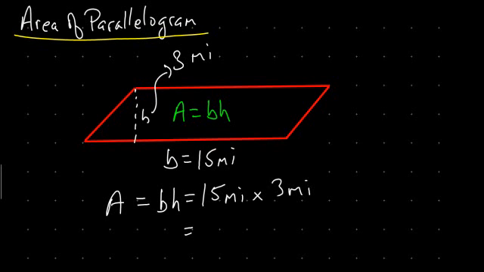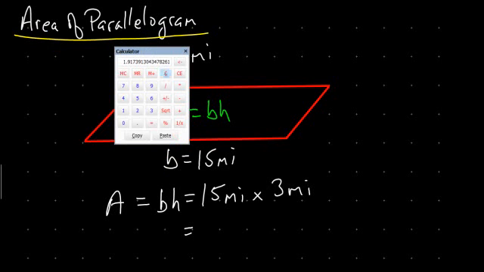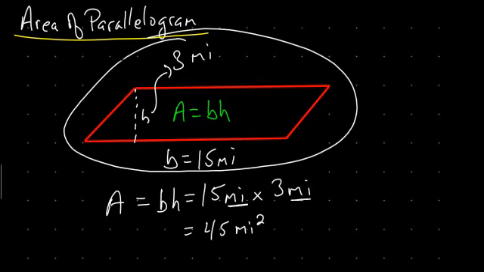We should be able to do that, but just to make sure we're okay with the calculator, let's use it a few times. Clear everything out. 15 times 3. We should get 45. Alright, we're getting 45 there. And we know that a mile times a mile is a square mile. Square miles. And again, I want to emphasize what this means. The space this parallelogram occupies is 45 square miles. Of course, it's not drawn to scale there.